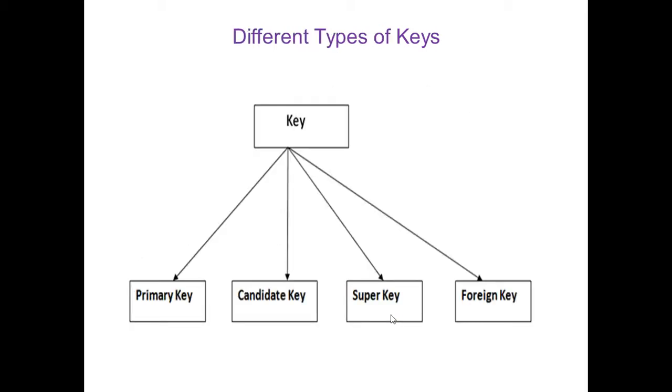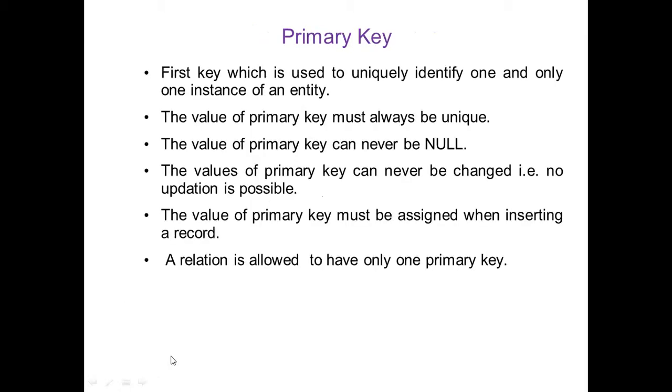Now this is the diagram which shows the different types of keys. There are a total of 4 types of keys: primary key, candidate key, super key and foreign key. Now we will see these keys one by one. Now we will see the first key, that is the primary key. Primary means it is the main key. And this is the first key which is used to uniquely identify one and only one instance of an entity.